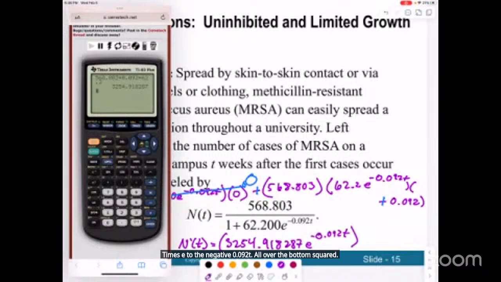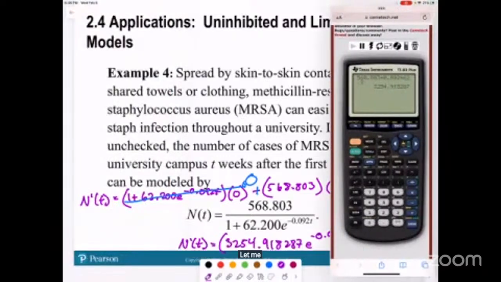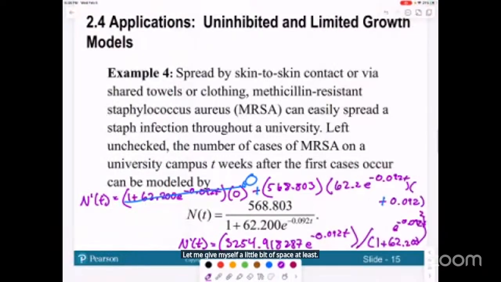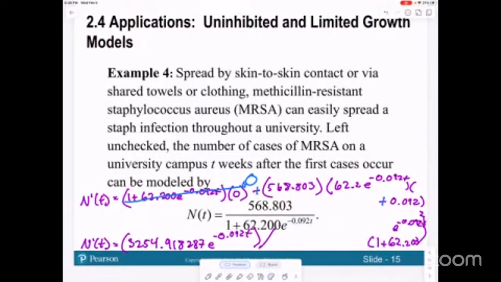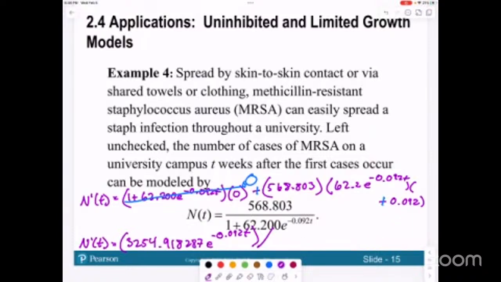I'm just going to write it as 1 plus 62.20 e to the negative 0.092t. I'm just going to put a squared there instead of folding that out. I know that's hard to see. Let me give myself a little bit of space and move this over. And then let me just rewrite this. So basically I'm just doing the denominator squared there: 1 plus 62.2 e to the negative 0.092t, quantity squared.